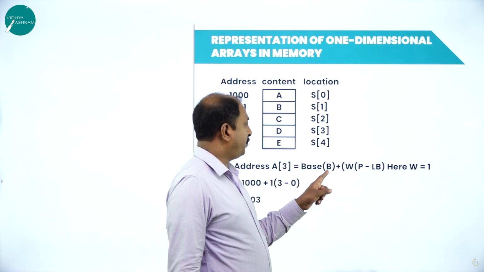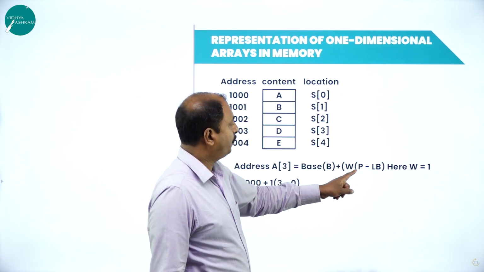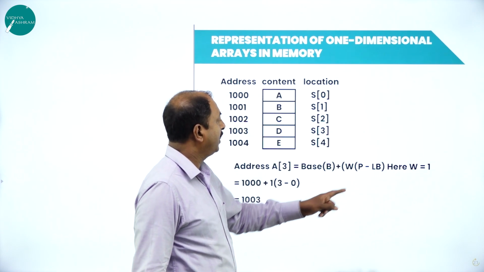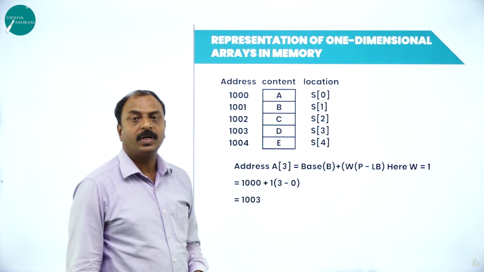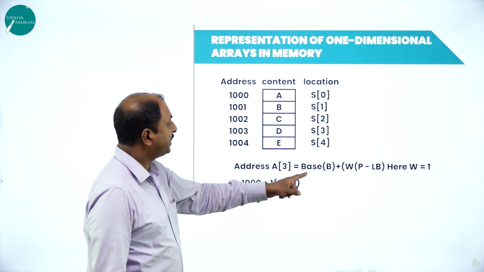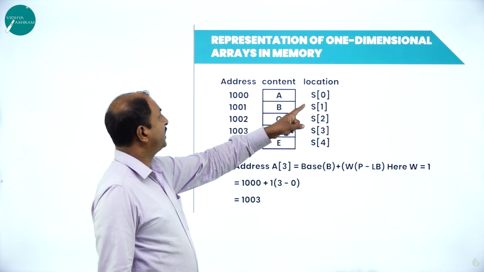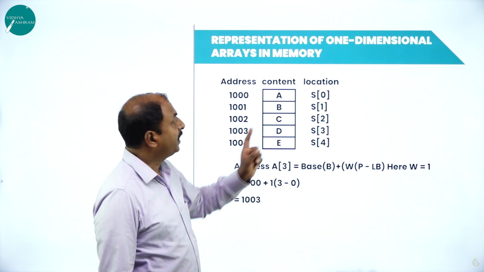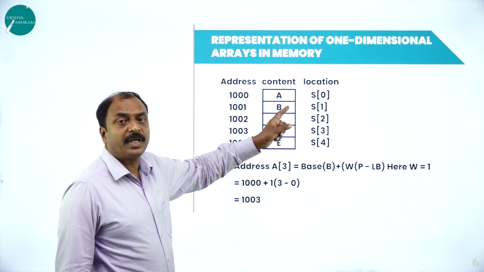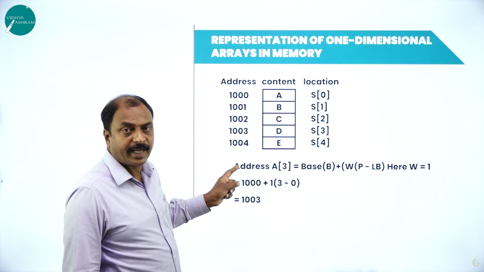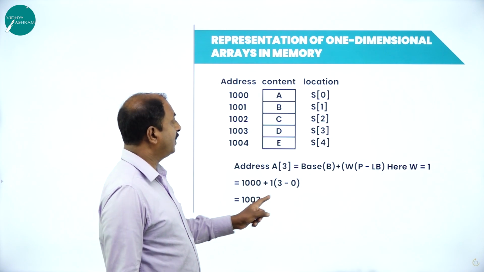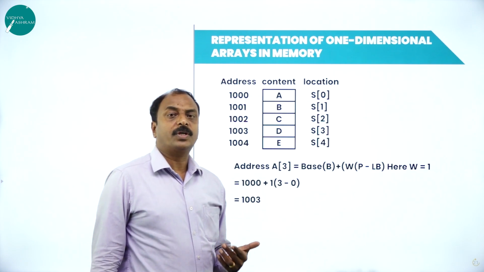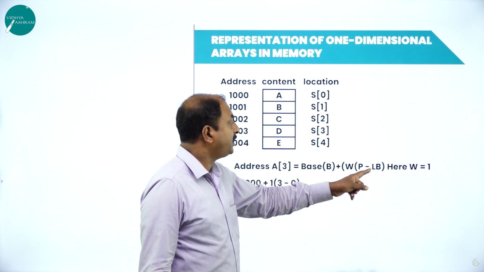Now the base address B plus W, where W is the word size, times P minus LB. In this example, W stands for word, which equals 1, and LB stands for lower bound. The base address is nothing but the address of the first element of an array. In this example, A is the first element, index S of 0, and the memory address is 1000. We have taken it as an example. So the base address is 1000 plus W, the word, 1, times P, the position we are looking for, so index is 3, minus the lower bound.